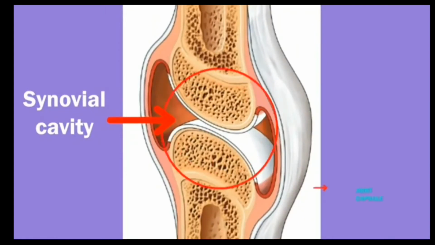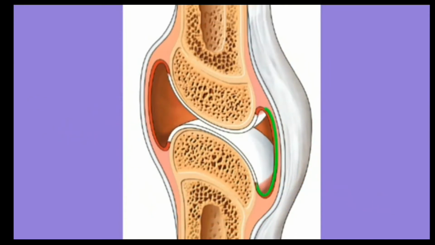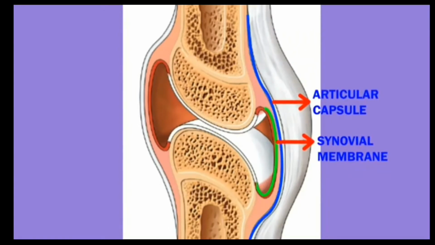The synovial cavity is surrounded by the joint capsule. The inner layer of the joint capsule is called the synovial membrane and the outer layer is called the articular capsule. The articular capsule holds bones in place and provides stability to the joints.